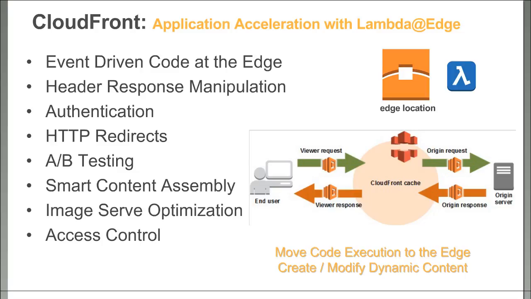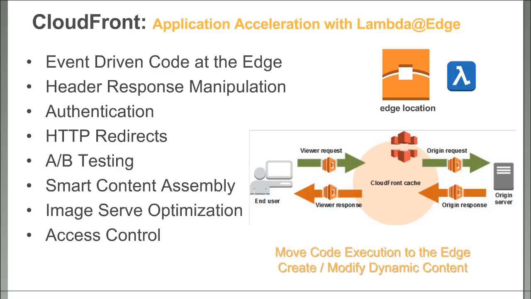With Lambda@Edge, you can run Lambda code close to the end user using 4 different event triggers: when content comes into the CloudFront Edge, when content is being requested to the origin, when the origin is responding, and when the viewer is responding. So some examples of what you can use Lambda@Edge for are event-driven code and header response manipulations.